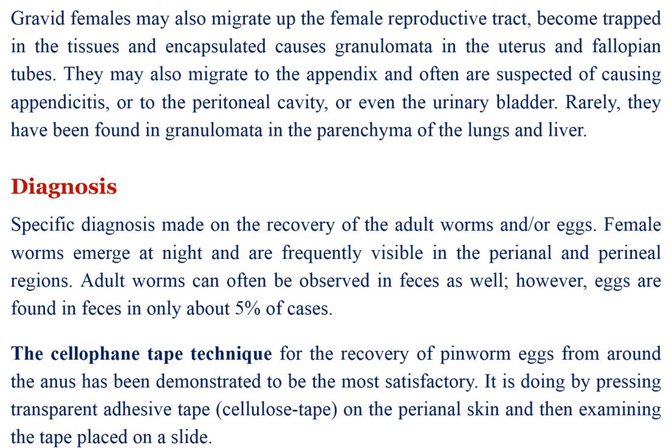Diagnosis. Specific diagnosis is made on the recovery of the adult worms and/or eggs. Female worms emerge at night and are frequently visible in the perianal and perineal regions. Adult worms can often be observed in feces as well. However, eggs are found in feces in only about 5% of cases.